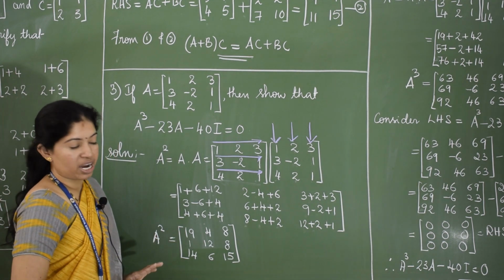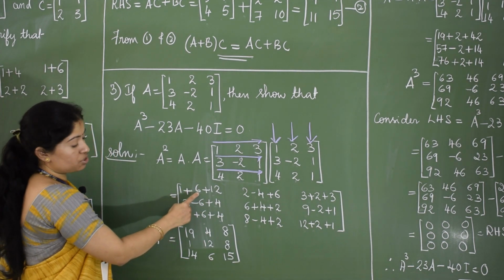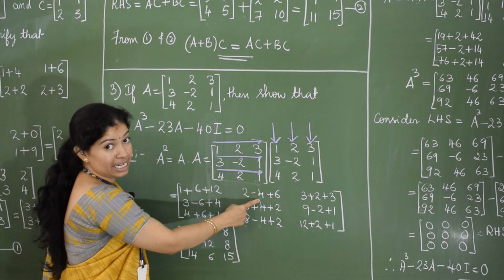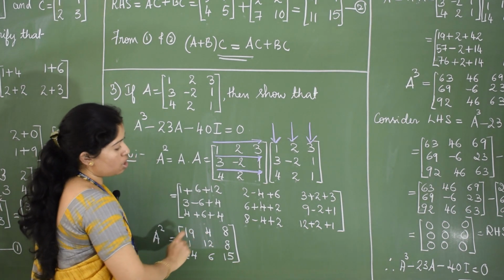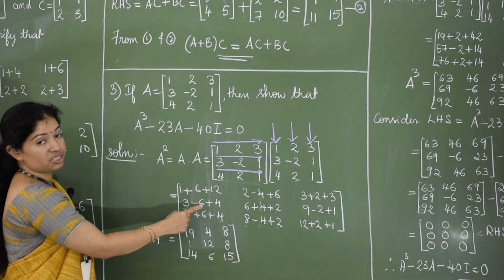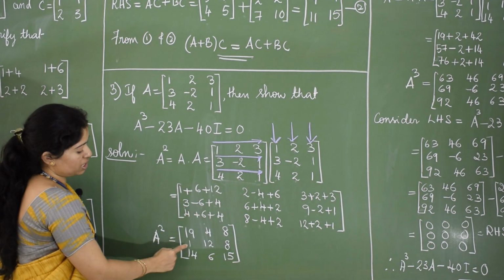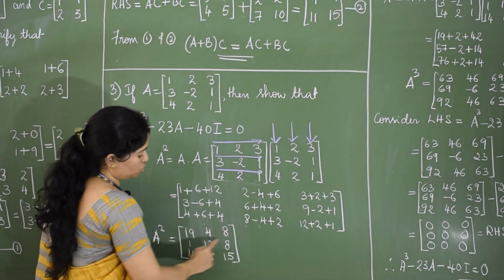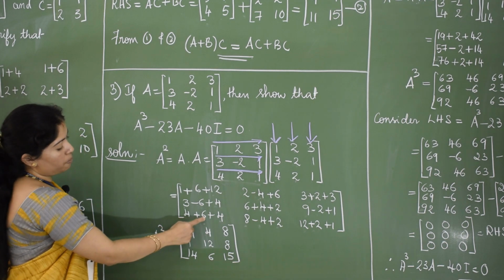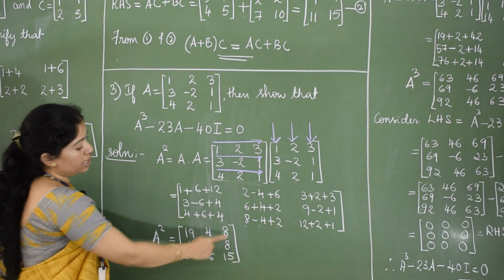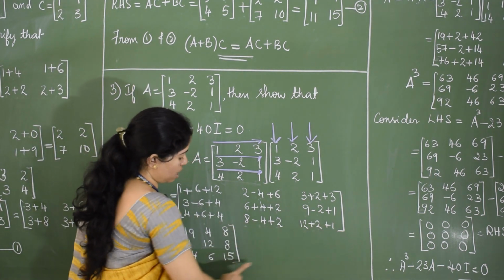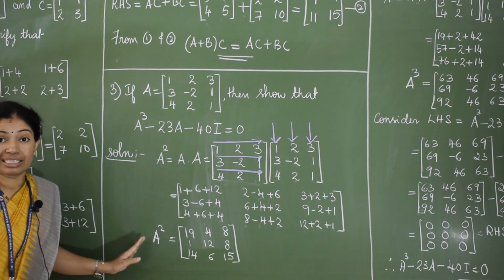Next, you have to simplify them. So when you simplify, 1 plus 6, 7, 7 plus 12 is 19. 2 minus 4 is minus 2, minus 2 plus 6 is 4. 3 plus 2, 5, 5 plus 3, 8. 3 minus 6 is minus 3, minus 3 plus 4 is 1. 6 plus 4, 10, 10 plus 2, 12. 9 minus 2 is 7, 7 plus 1, 8. 4 plus 6, 10, 10 plus 4, 14. 8 minus 4, 4, 4 plus 2 is 6. 12 plus 2, 14 plus 1, 15. So we got A square.